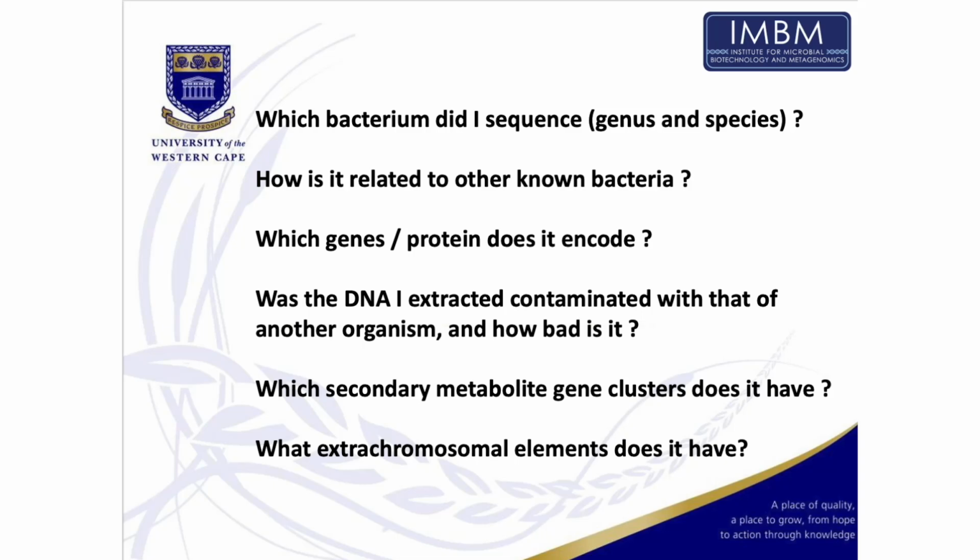Sometimes if we're growing the organism in the lab, I don't necessarily have a way to control, except for my sterile technique, that some other bug didn't fall in there, and now I've got a mix of two bacteria. So we need to have a way to figure this out. Which secondary metabolite gene clusters does it have? Earlier we talked about biosynthetic gene clusters, and I may want to check those out. What extra chromosomal elements does it have? Does it contain plasmids or chromids or anything like that?